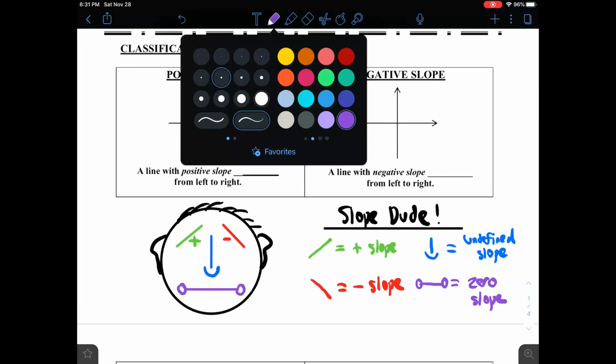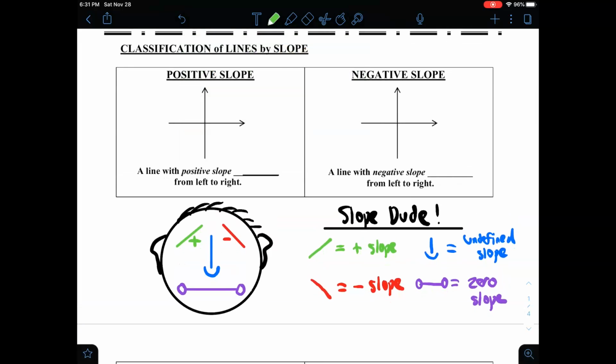So let's draw a line with positive slope. Let's go ahead and do that. So a line with positive slope, it's just going to go up from left to right. So I'm going to go like this. And there's the line with positive slope.